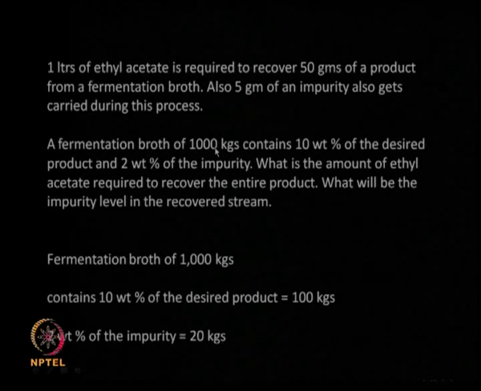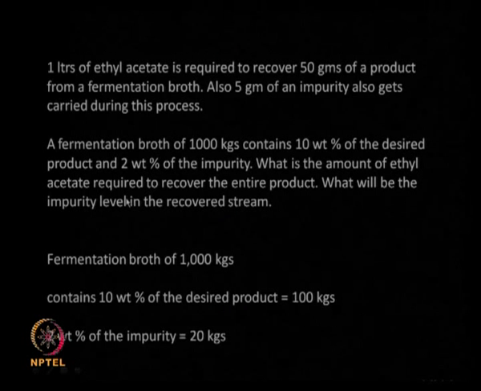Now you have a fermentation broth, 1000 kgs, which contains 10 weight% of the desired product and 2 weight% of the same impurity. So what is the amount of ethyl acetate I will require to recover the entire product, and what will be the amount of impurity that will also be coming into my extraction. So suppose I take 1000 kg of the fermentation broth, so 10 weight%, that means I have 100 kg product, 10 divided by 100 multiplied by 1000, obvious. So you have 100 kg of the product in 1000 kg of the fermentation broth.